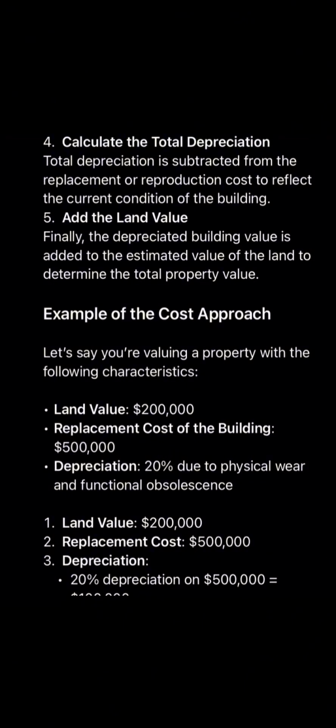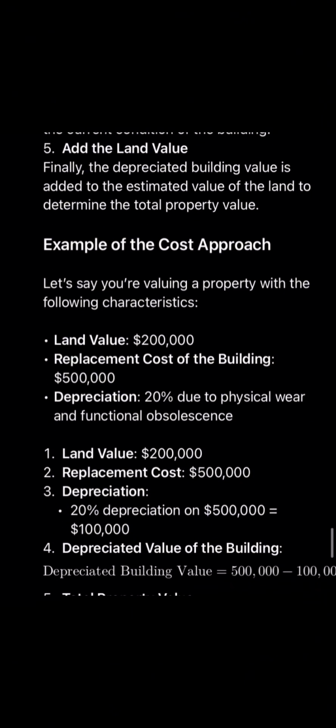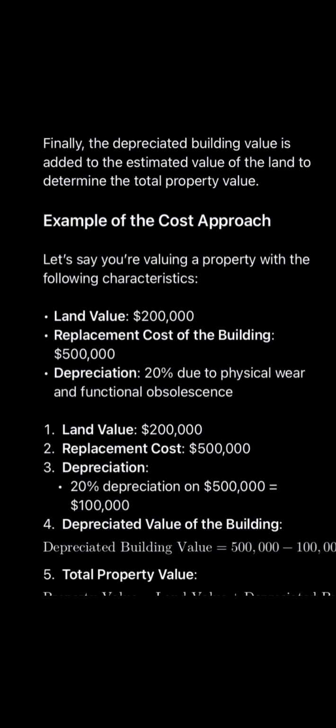4. Calculate the total depreciation. Total depreciation is subtracted from the replacement or reproduction cost to reflect the current condition of the building. 5. Add the land value. Finally, the depreciated building value is added to the estimated value of the land to determine the total property value.